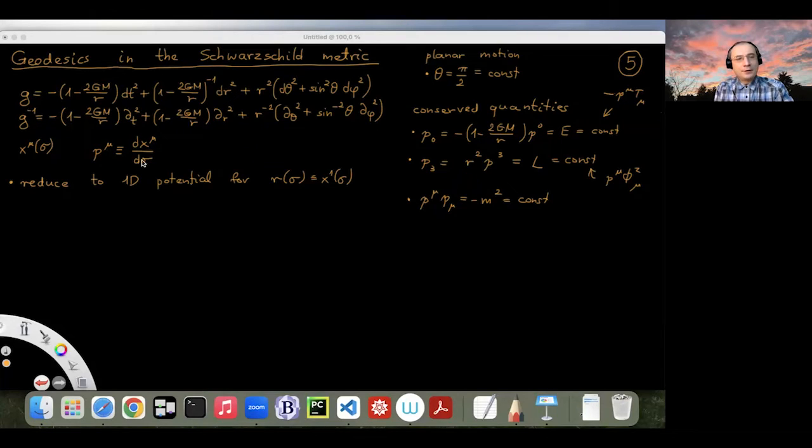p mu is the derivative, which we identified with the four-momentum. The idea is to reduce the problem to a one-dimensional potential motion for the radial coordinate using the conserved quantities which come either from the Killing vectors or from the conservation of the length of p. And now we'll proceed with the calculations. So the first step is to simply express this p mu using the derivative dr over d sigma, so the first derivative, and the energy and the angular momentum.